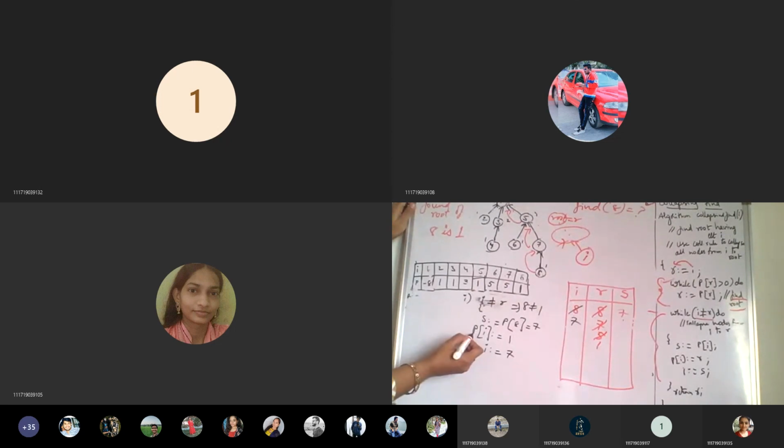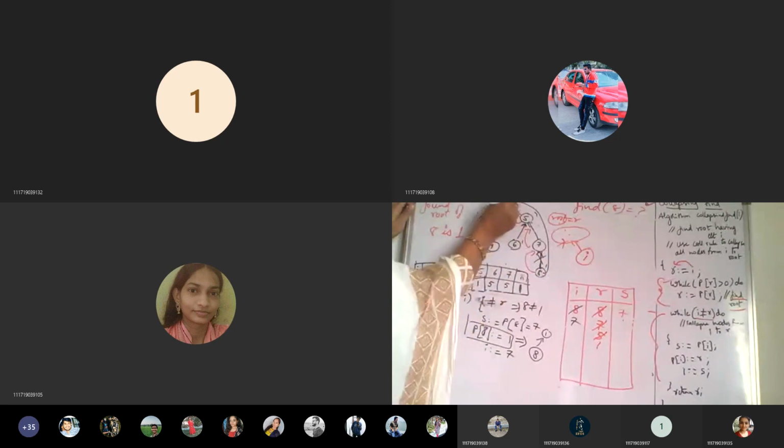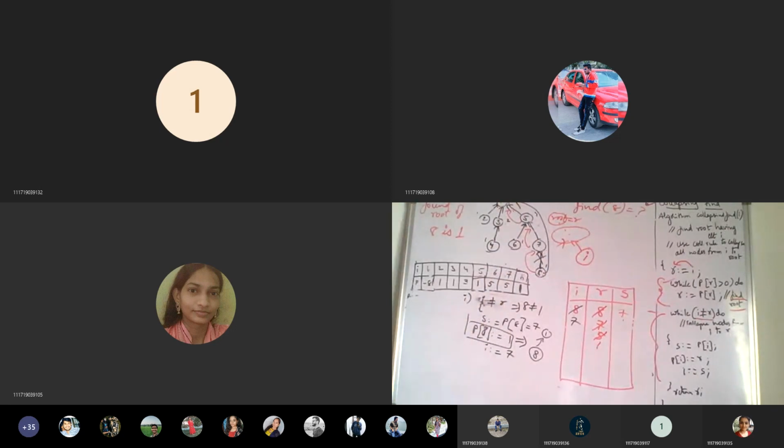So whenever we are saying P of I is equal to 1, P of 8 is equal to 1, when we are writing like this, what does this mean? For node 8, 1 is the parent. So with this statement, this link will be removed, and from 8 to 1 directly the link is given. Okay, so that's how it is. So now this has become 7.